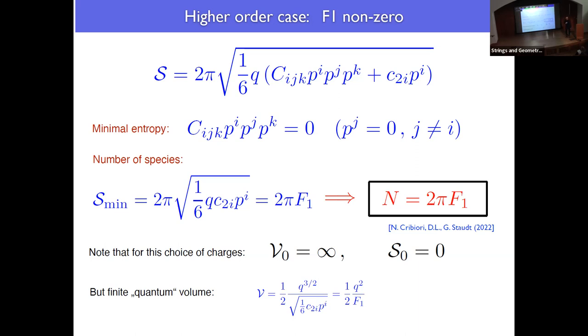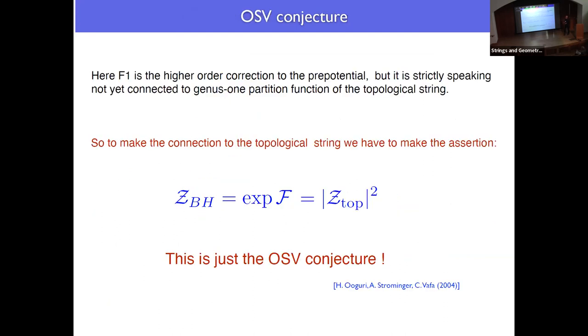I'd like to make one last remark, namely, as we have seen here, this entropy is given by F1, and F1 was the expansion coefficient in the effective supergravity action. So we might ask, have we really achieved our goal? Did we get a relation to the topological string? I think if one is very picky, maybe not quite. As I just said, F1, in the way we derived the number of species, is nothing else than the higher order correction to the prepotential, which is not really a genus expansion, but an expansion in terms of derivatives. But it is strictly speaking not yet connected to the genus one partition function of the topological string.